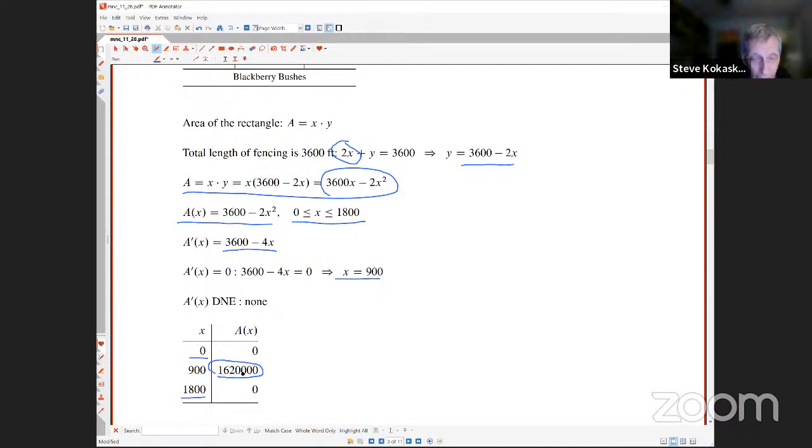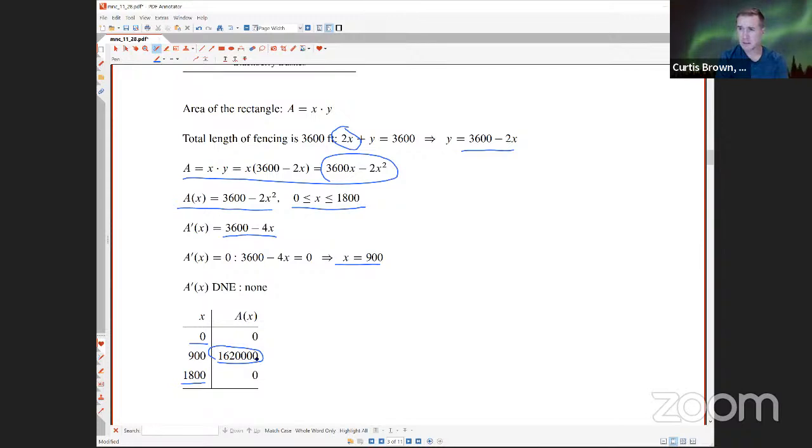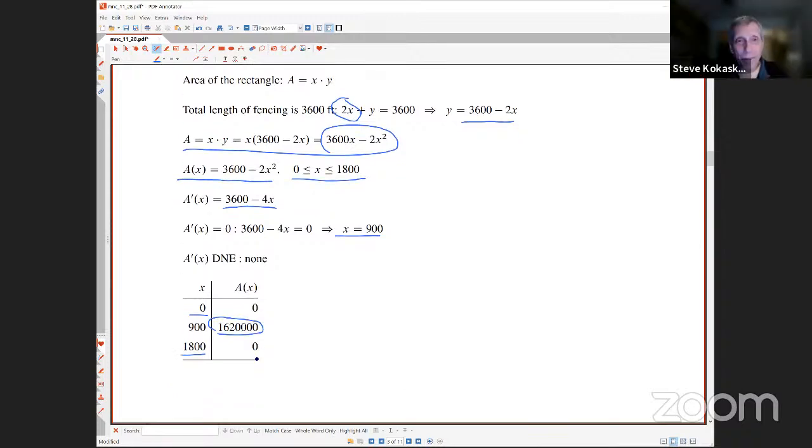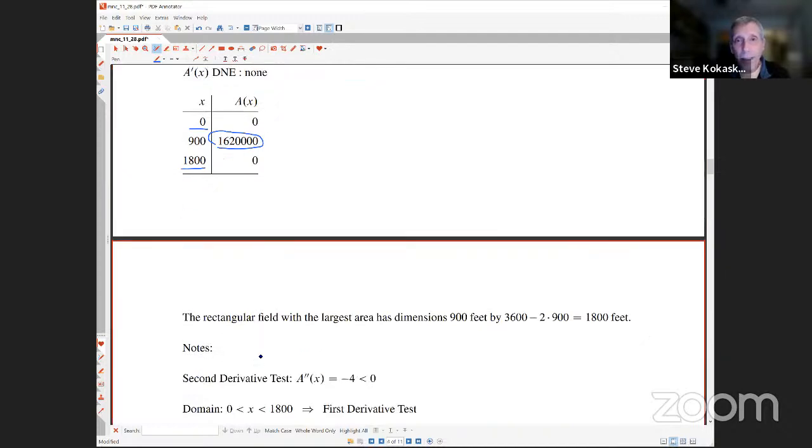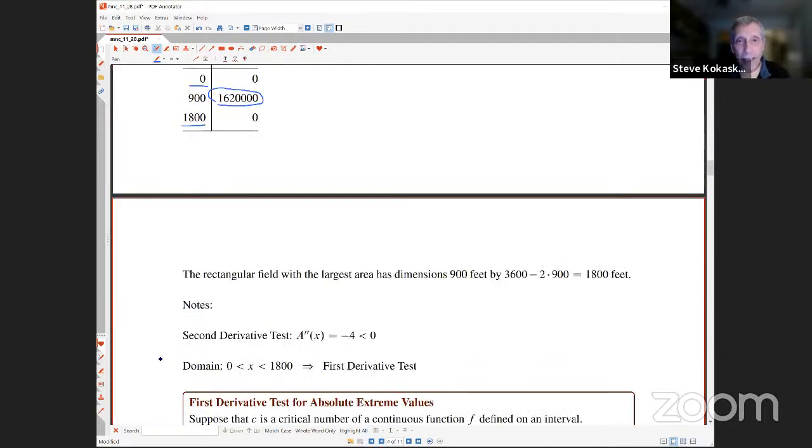Boy, what is that? That's a little over a million square feet. That's pretty good for my goats. That's a lot of square footage. Yeah, it is. So there's my maximum. The rectangular field with the largest area has dimensions 900 by 1800, I believe. I solved that one, or justified that one, with the candidates test.